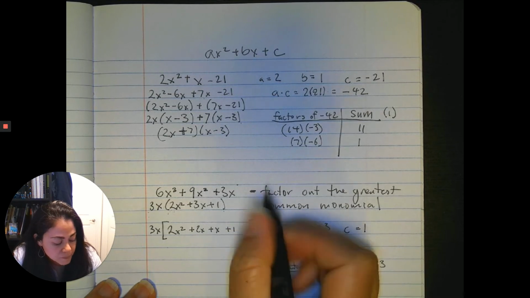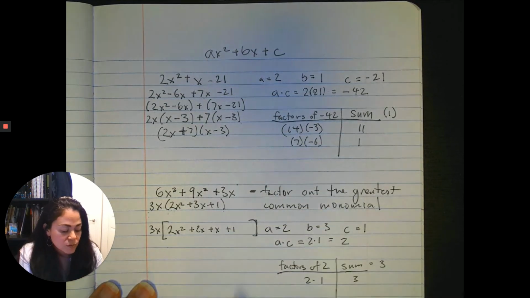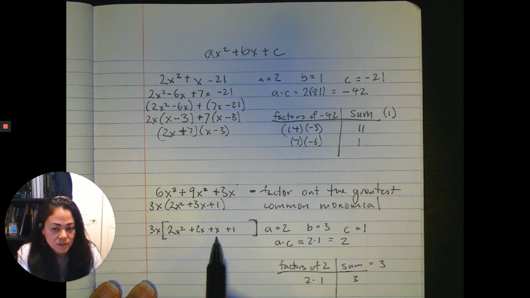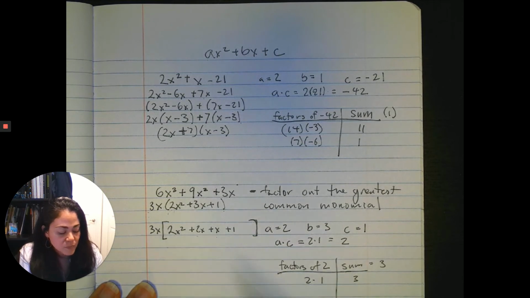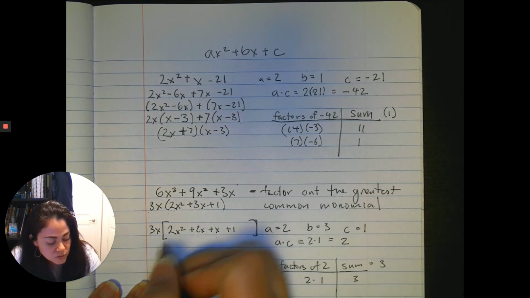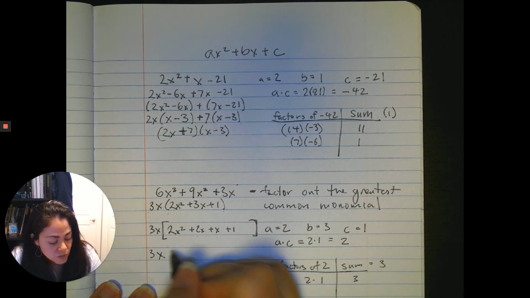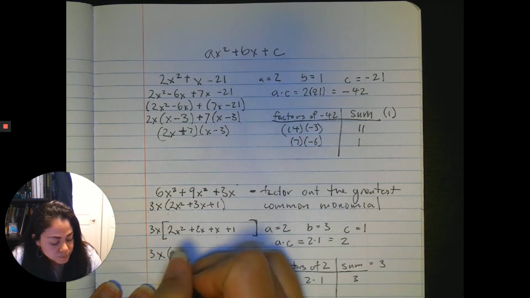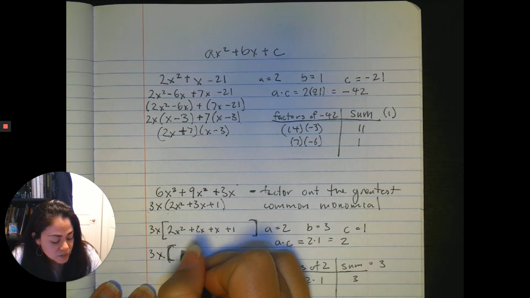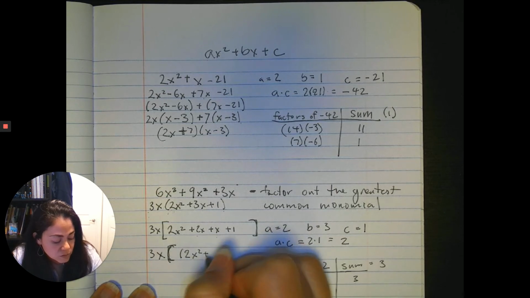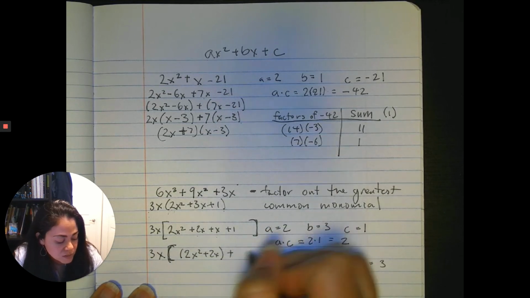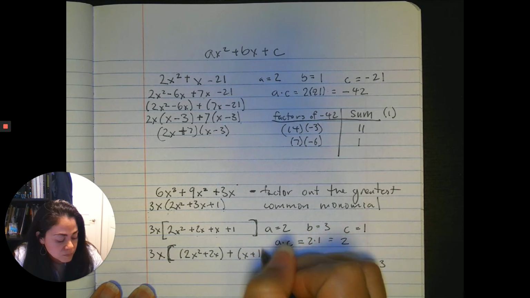Okay. So 3x became 2x plus x. 2x plus x is 3x. And now I'm going to group. So I'm going to rewrite 3x times, now I need brackets though, because I'm going to do in parentheses 2x squared plus 2x plus x plus 1.